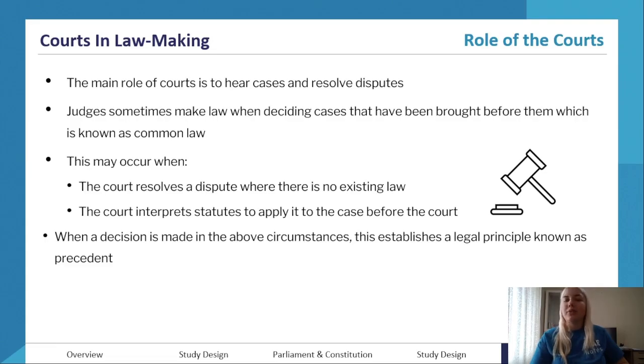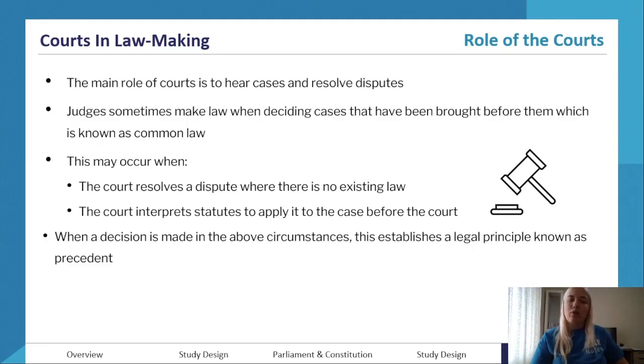There are requirements for common law to be made, which you must know. This will only occur if the court resolves a dispute where there is no existing law. So Parliament has not made an act covering that specific circumstance and what decisions should be handed down. In that situation, judges will make the decision, therefore creating common law.